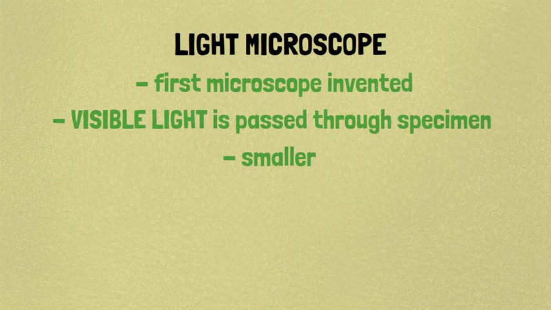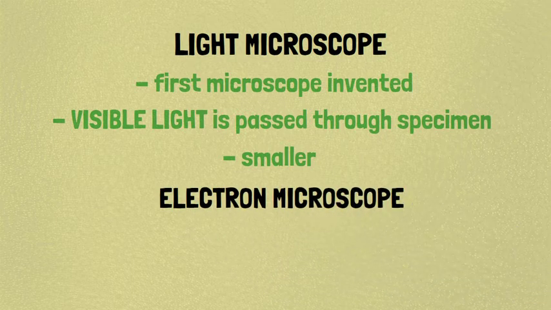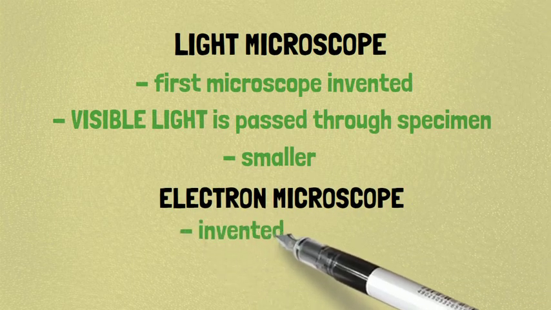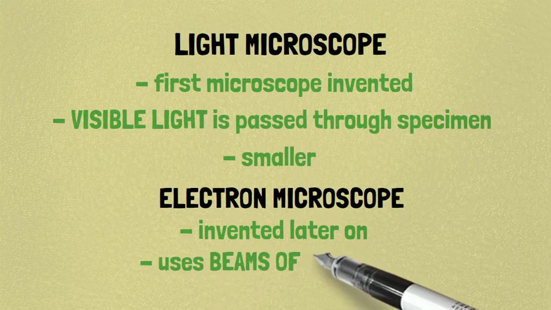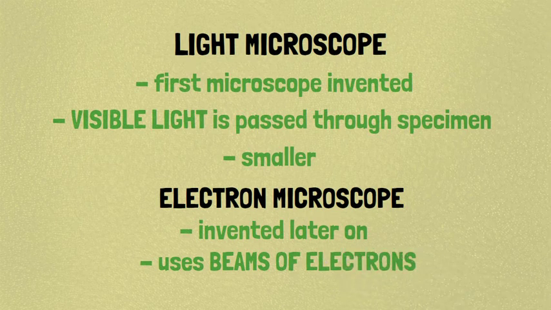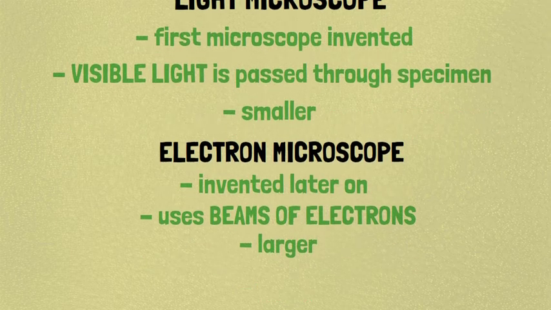The next type of microscope is the electron microscope. This microscope was invented later on after the invention of the light microscope. It uses beams of electrons instead of visible light, and it is much larger than the light microscope. It's usually found in really professional labs.